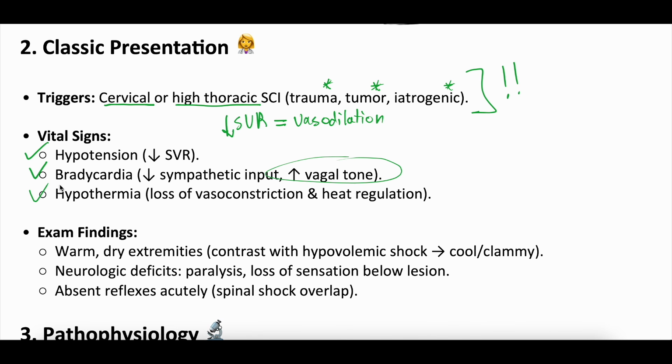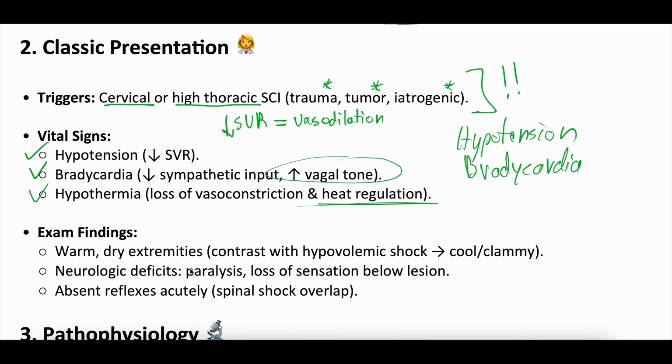You often can get hypothermia too, because you can't really regulate heat as well. But the two main ones here are hypotension with bradycardia. Again, should be screaming to you, is this neurogenic? But again, you also have to have that trigger. You have to have that cervical spine injury.